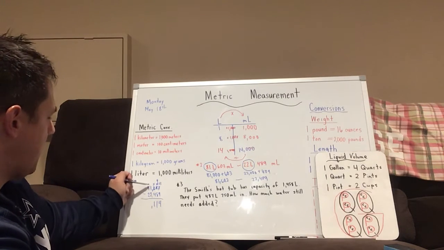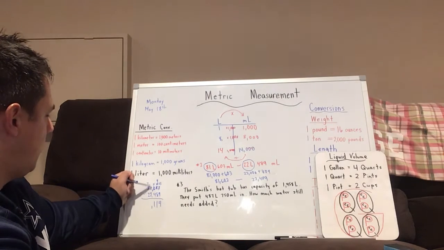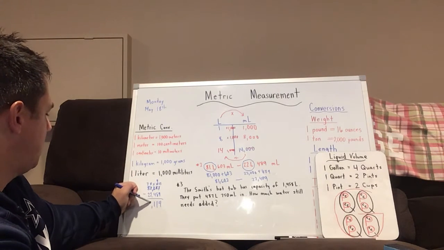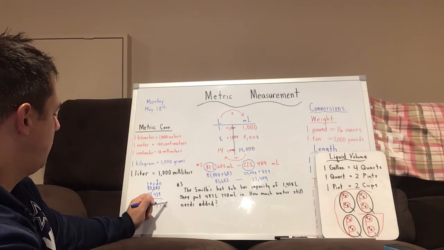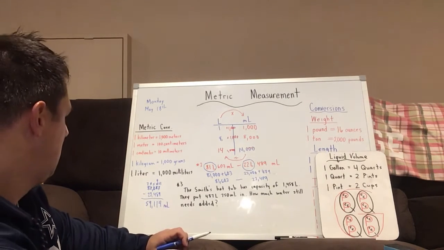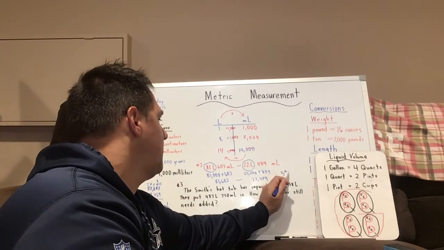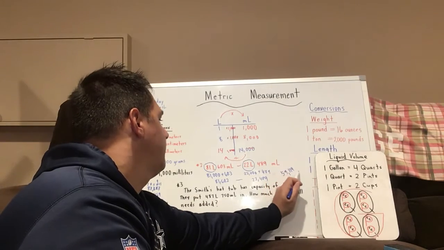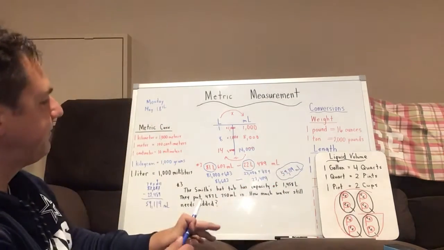Need my comma. I can't do 1 minus 2, so I'm going to borrow from the 7. The 1 becomes an 11. 11 minus 2 is 9. 7 minus 2 is 5. So the answer would be 59,114 milliliters. So 59,114 milliliters for that problem right there.